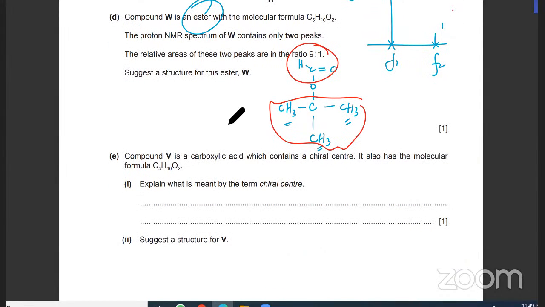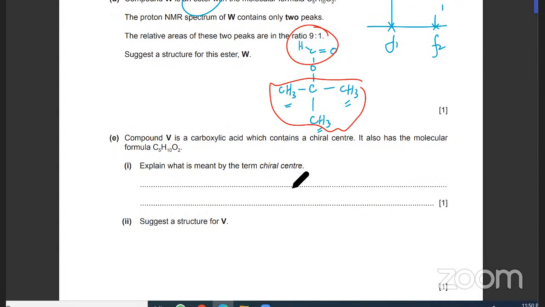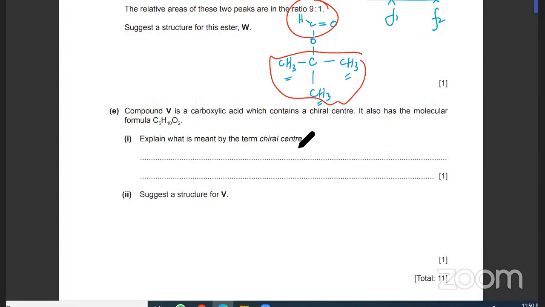And then there's another compound, V, which is a carboxylic acid that contains a chiral center. It also has the same molecular formula, so there's another isomer. It has nothing to do with the compounds given above, but it has the same formula. Explain what is meant by the term chiral center. So, a carbon that's bonded to 4 different groups or atoms, groups of atoms.